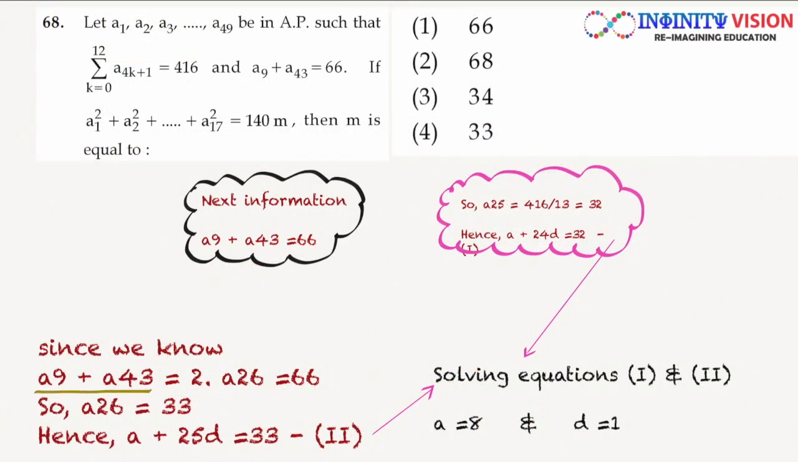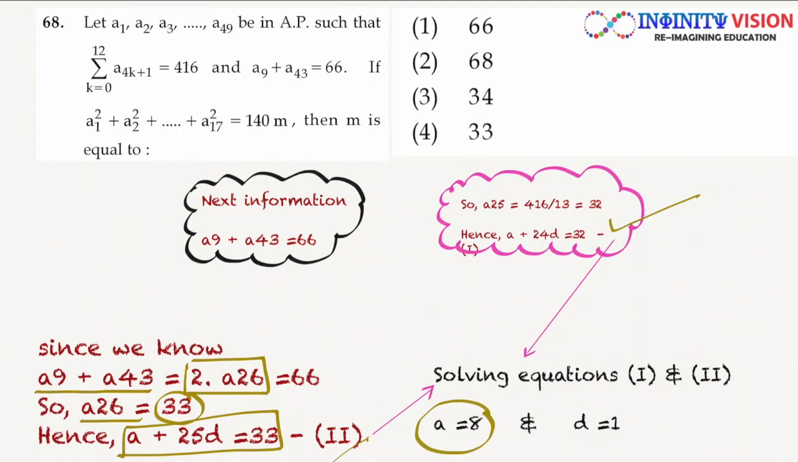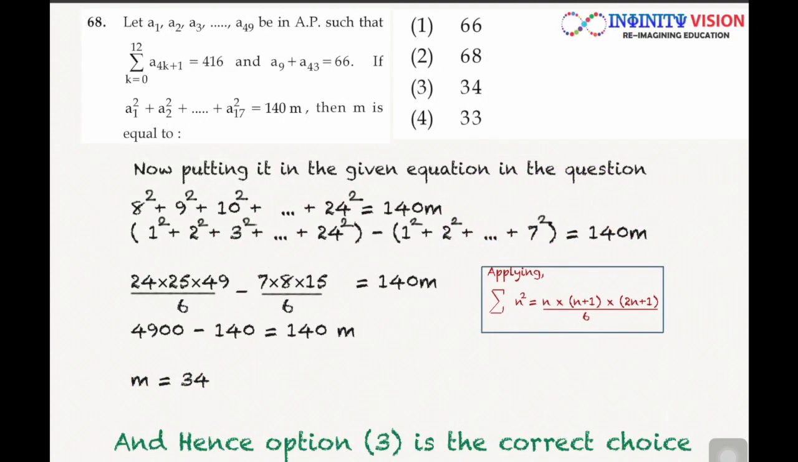Since we know A9 plus A43 is twice A26, because A26 lies exactly in the middle of A9 and A43, we can say A26 would be 33, which gives me the second equation, A plus 25D is equal to 33. Solving equation 1 and equation 2, we get A equal to 8 and D equal to 1. Now putting A equal to 8 and D equal to 1 in this expression, it becomes 8 square plus 9 square plus 10 square up to 24 square is 140M.